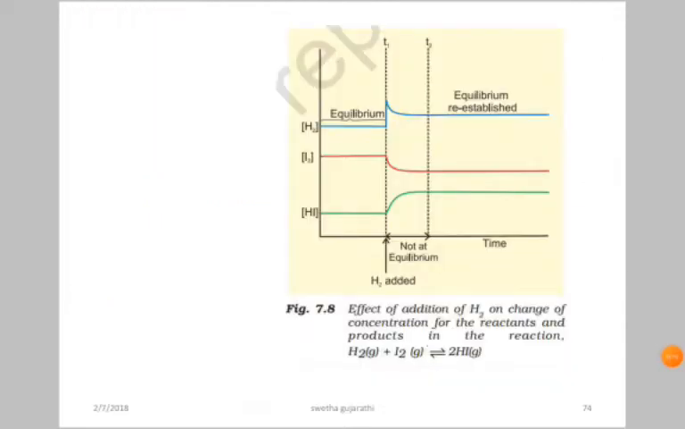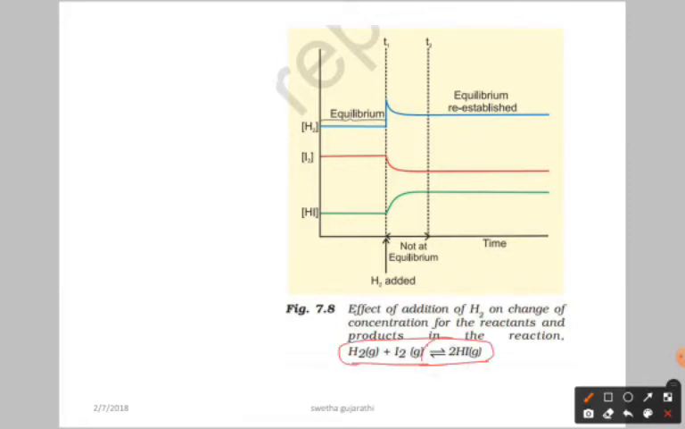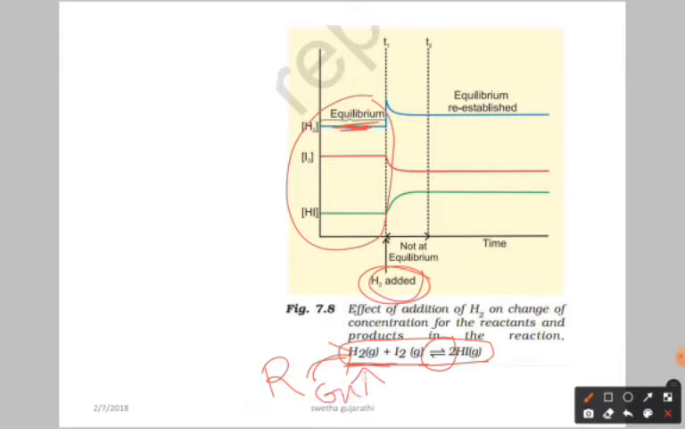Before going there, we have some graphical representation. If you see the graph here, the reaction is H2 plus I2 gives rise to 2 moles of HI. Already equilibrium is established, and this is the equilibrium condition. Now you are going to add H2, the reactant, so the concentration of reactant is increased.